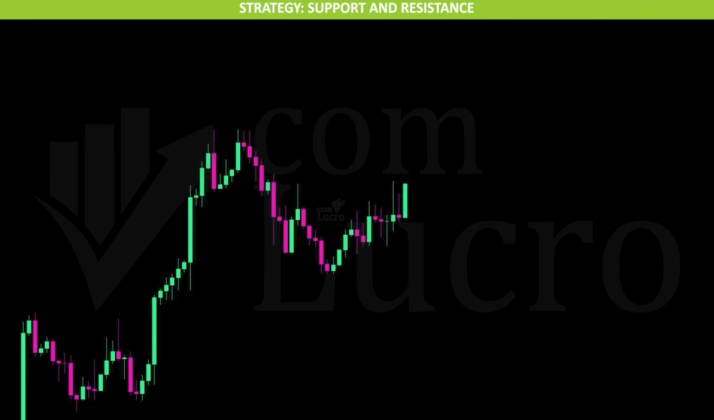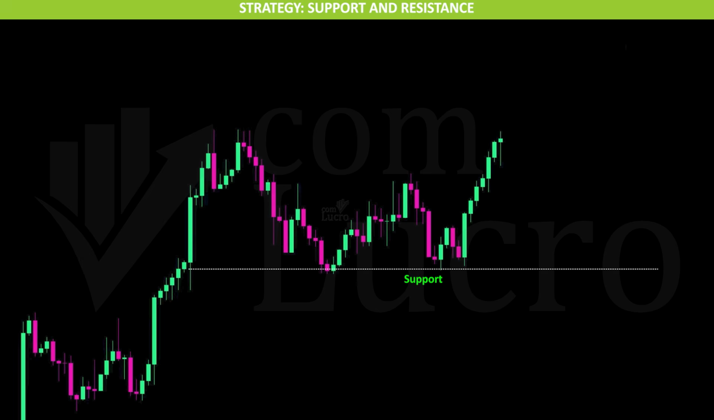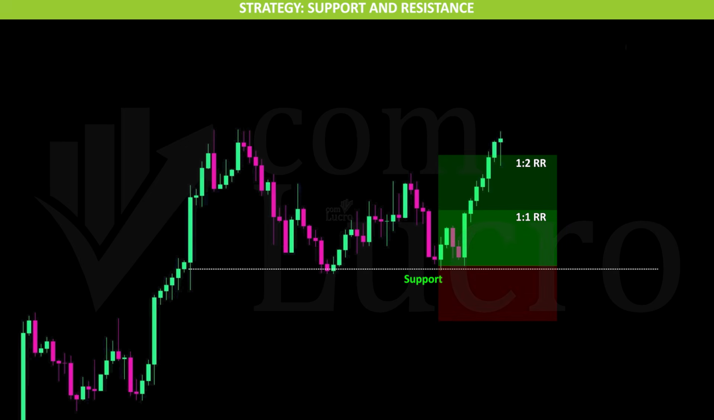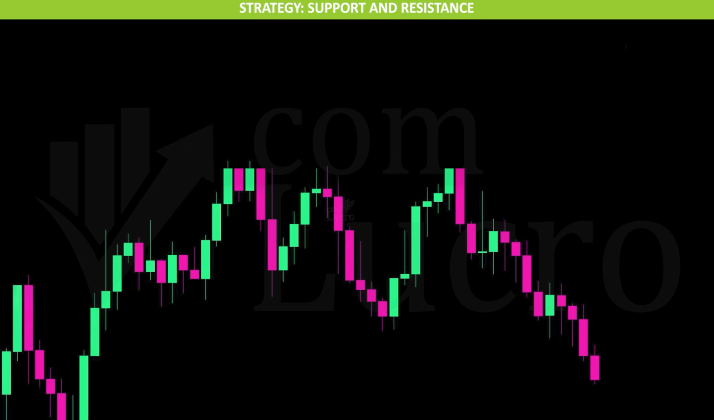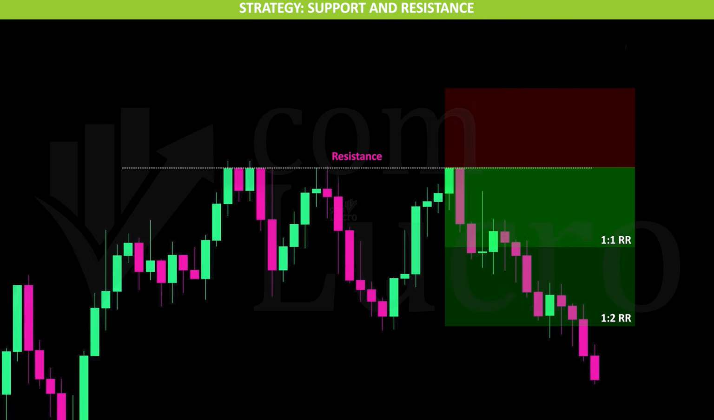Now, support and resistance. These are key levels that form horizontally, where price has bounced in the past and could possibly bounce again in the future. If the level is below the price, it is called support, and you can consider a buy position if price approaches it. If the level is above the price, it is called resistance, and you can consider a sell position if price approaches it. These levels show you where the market has memory.